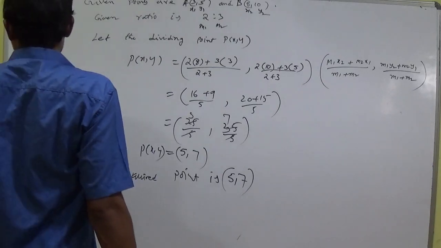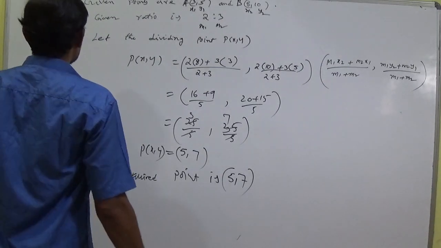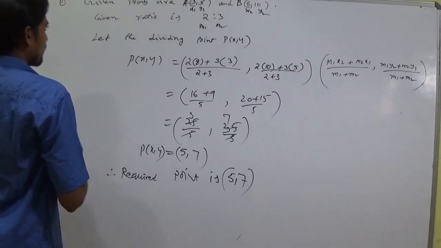Next, find the midpoint of the line segment joining the points. Second one, midpoint.